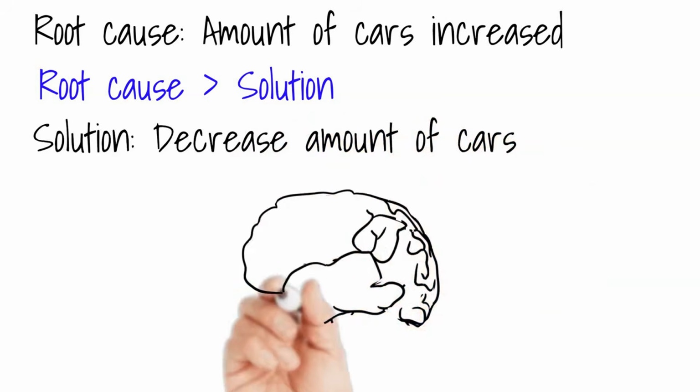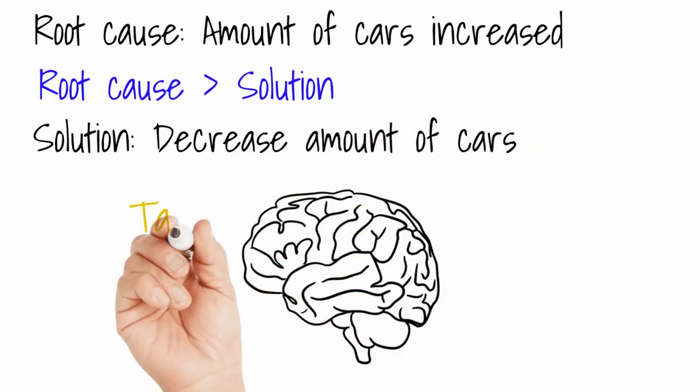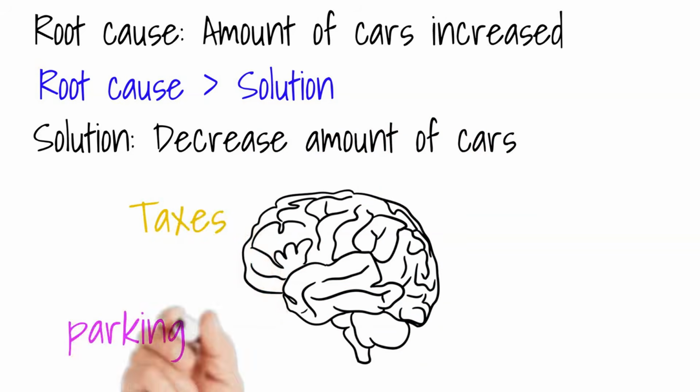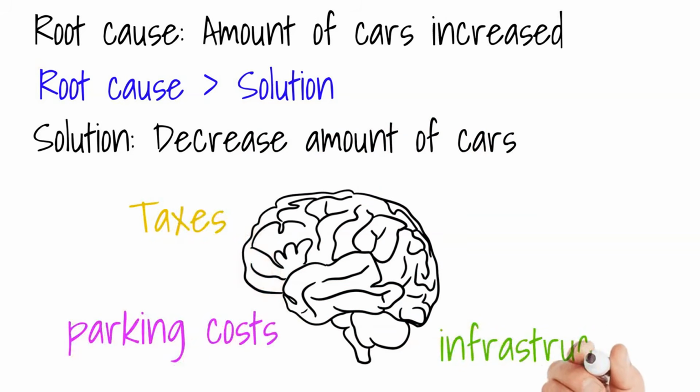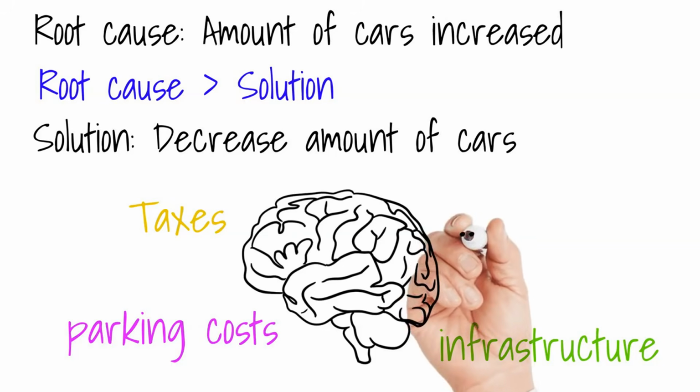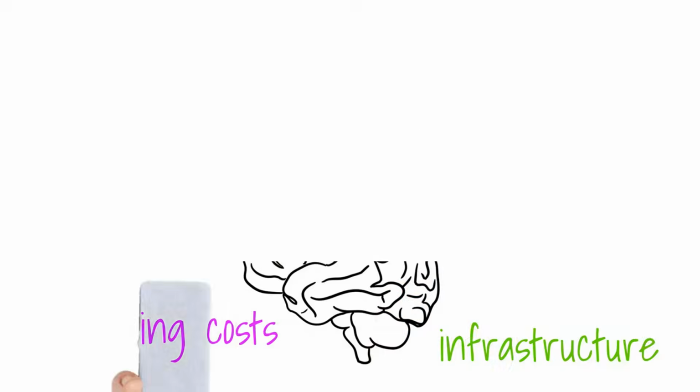How can we decrease the amount of cars? What about taxes or other monetary policies to make a car less attractive? Or investing into the infrastructure, so public transport or roads explicitly for bikes to make the city also more green? It's up to you here.